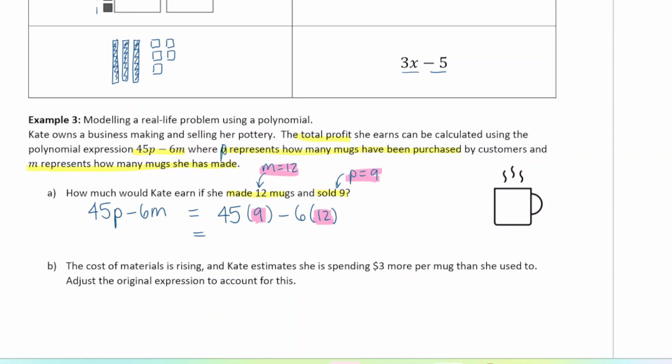And 45 times 9 is 405. 6 times 12 is 72. And that would give us a total of, I just want to use my calculator to make sure I don't get it wrong, 333.